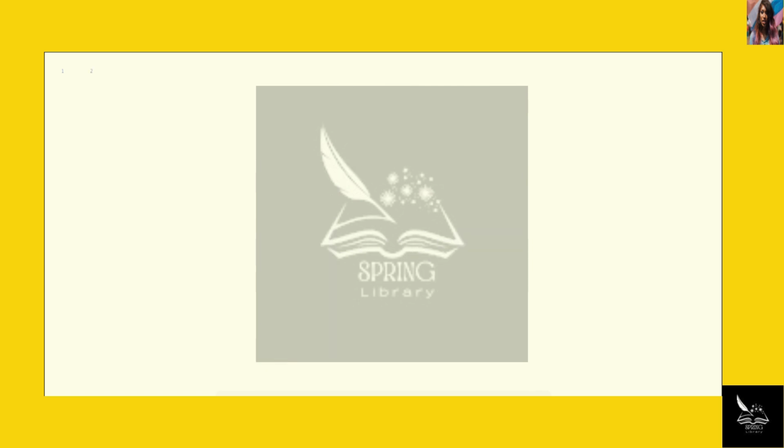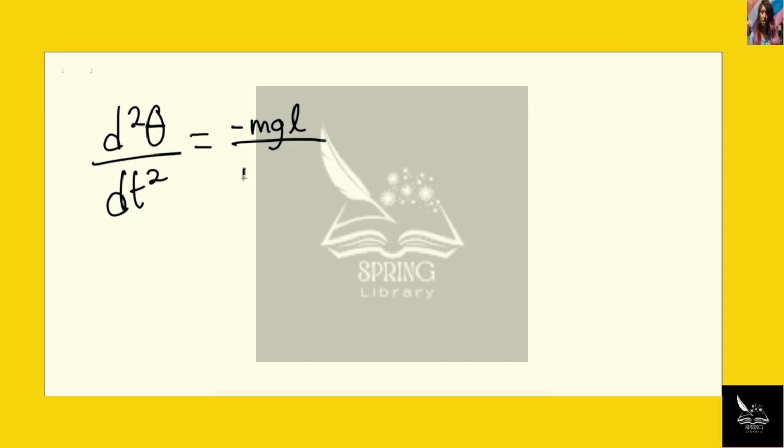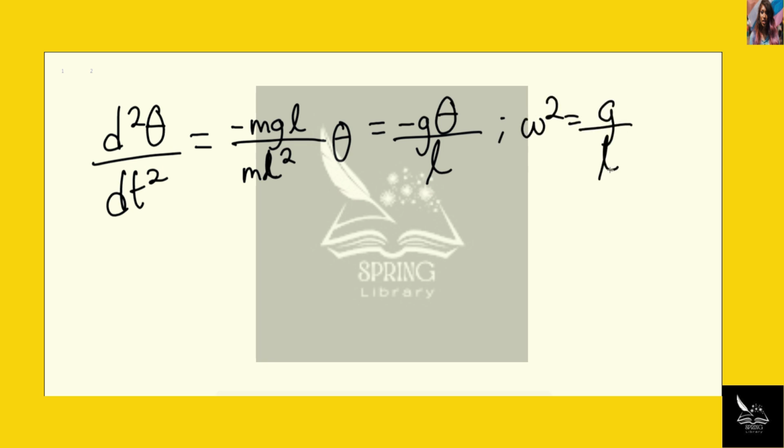Let's get a new workbook here and say that the second derivative will then be equal to negative mgl over mL squared, the moment of inertia, times theta. And this is just going to equal negative g theta over L. We can notice that this is modeling simple harmonic motion where omega squared equals g over L.